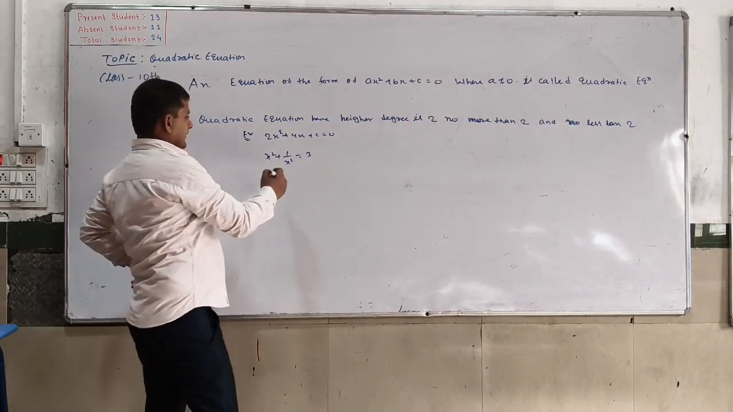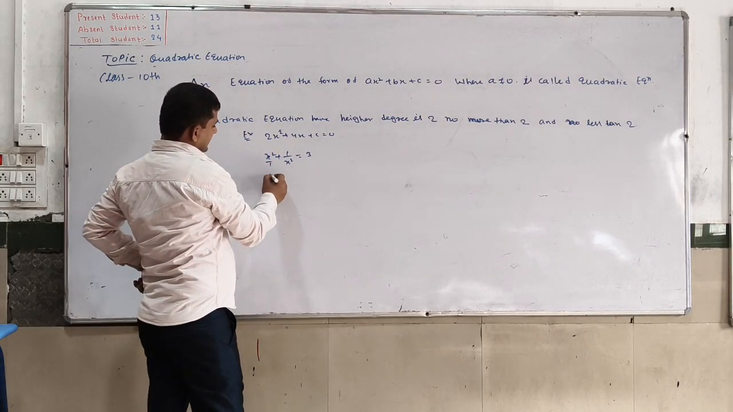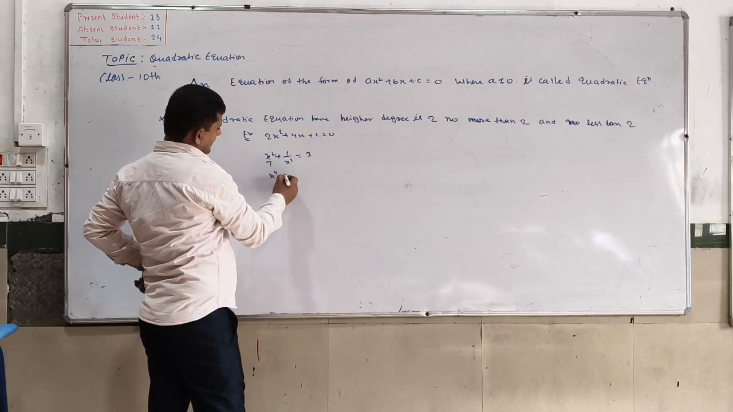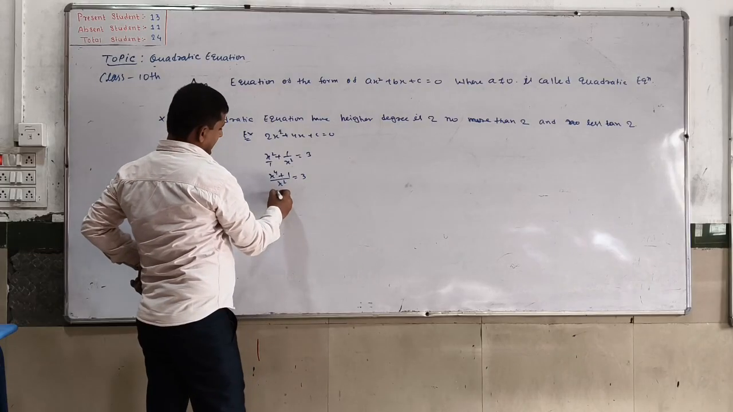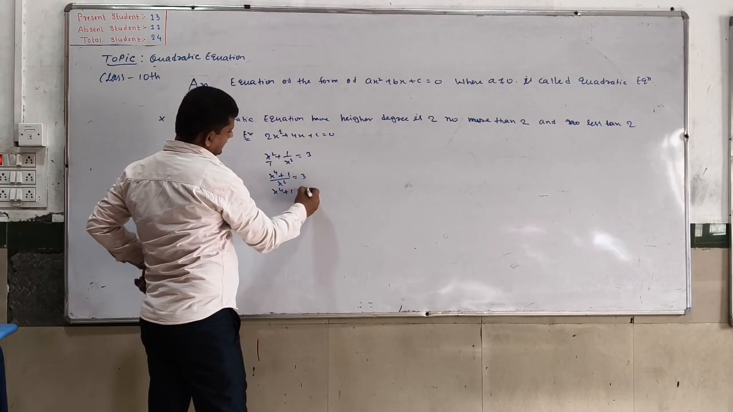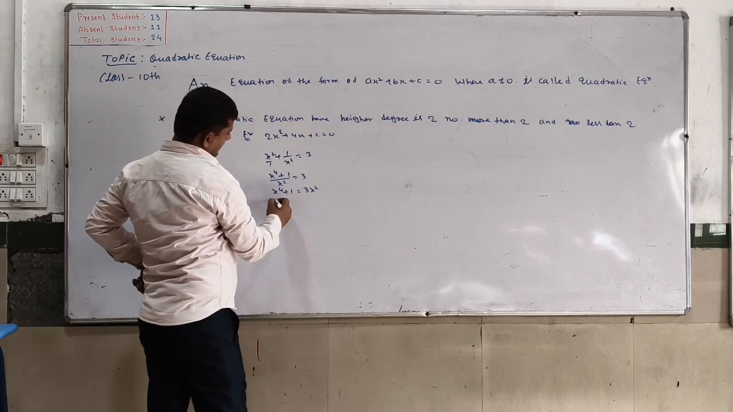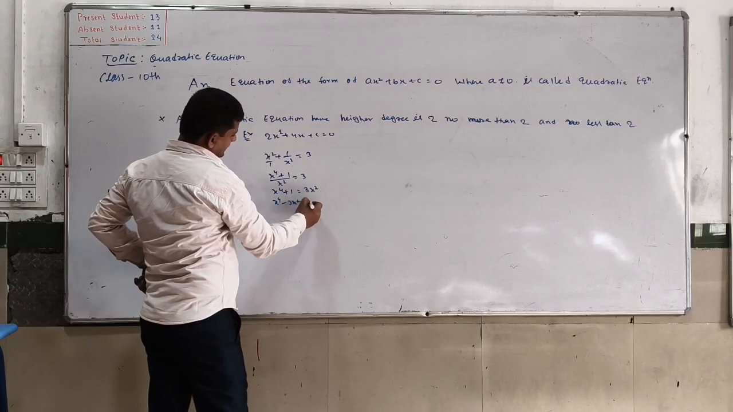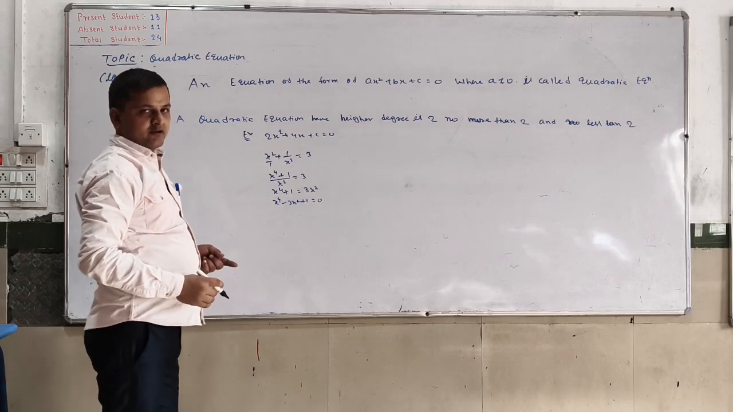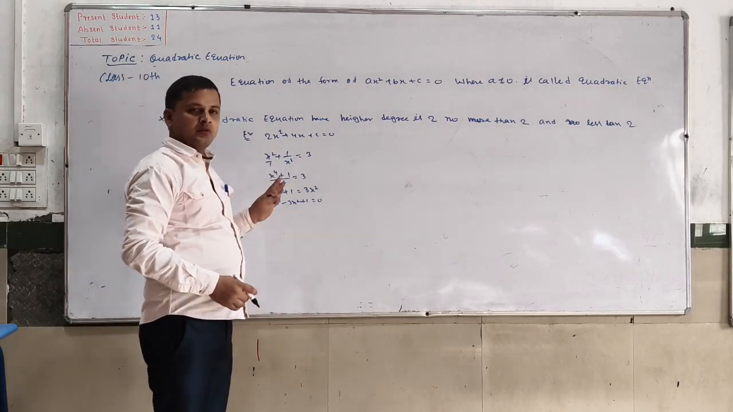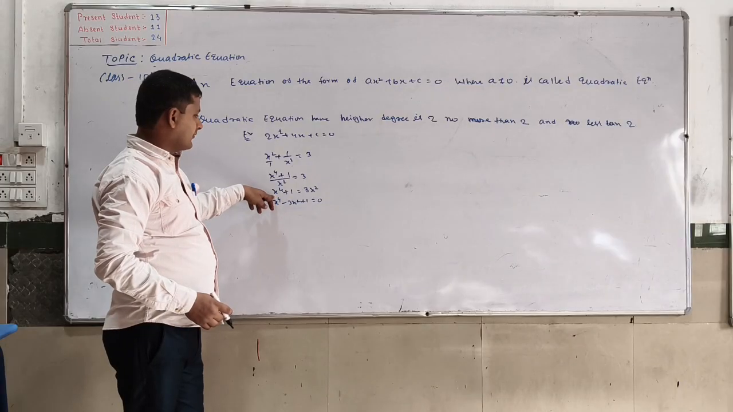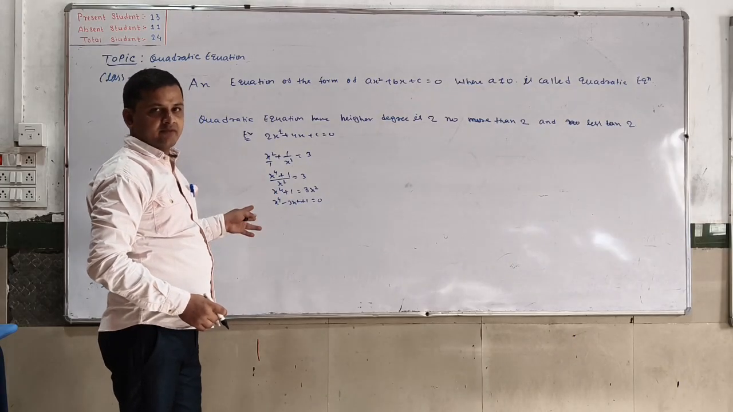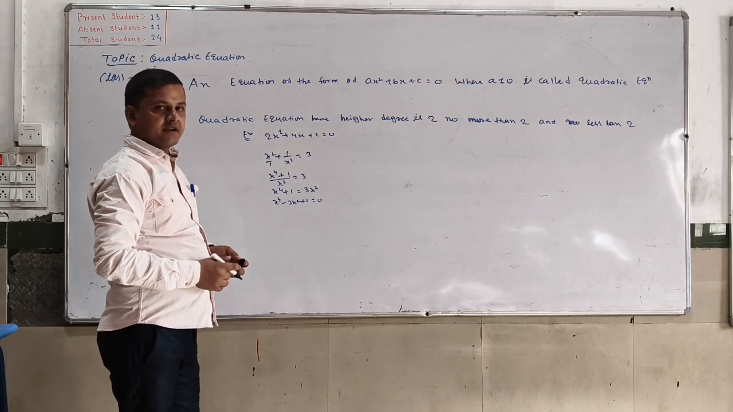But how can we write it now? We simplify this equation. So x to the power 4 plus 1 upon x square is equal to 3. We can write now x to the power 4 plus 1 is equal to 3x square. Then x to the power 4 minus 3x square plus 1 equal to 0. For a quadratic equation the higher degree is only 2, not more, not less. But here there is a power of 4 and 2 in the variable, so it is not a quadratic equation.